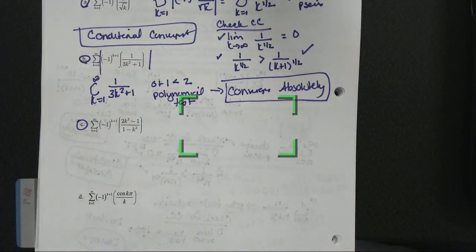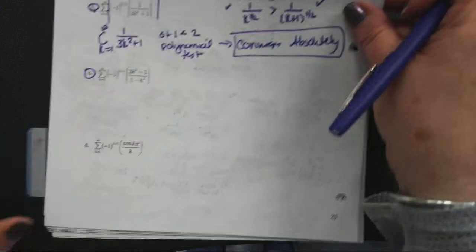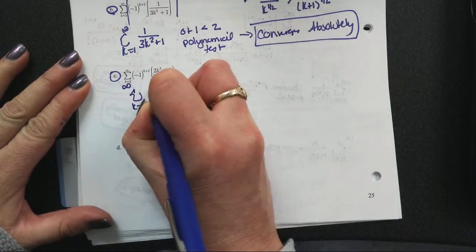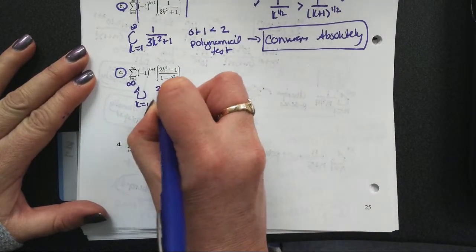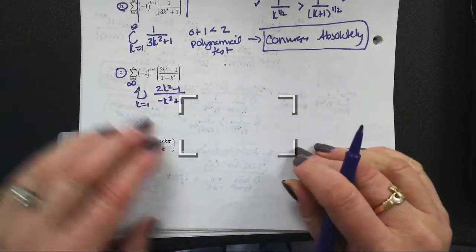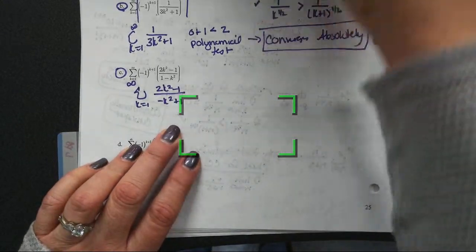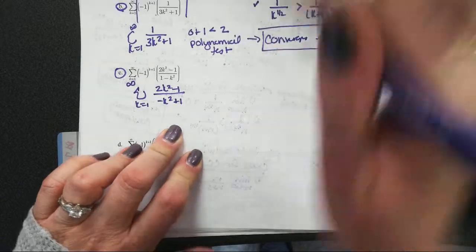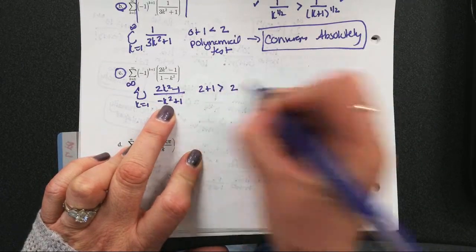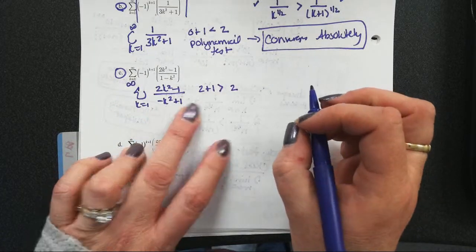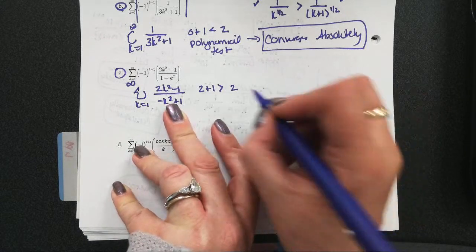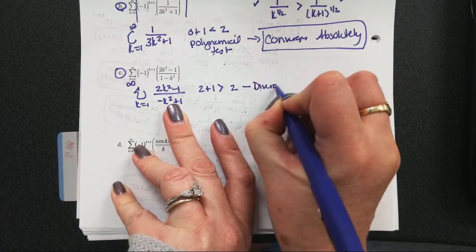All right, ladies and gentlemen, so let's take a look at letter C here. So when we take the absolute value of this alternating series, what test did you decide to do here to check for divergence or convergence? Polynomial test. So again, we got 2 plus 1 compared to the degree of the denominator, which is 2. So if the degree of the numerator plus 1 is greater than the denominator, what do we know about the absolute value of this alternating series? It is doing what? Diverges.